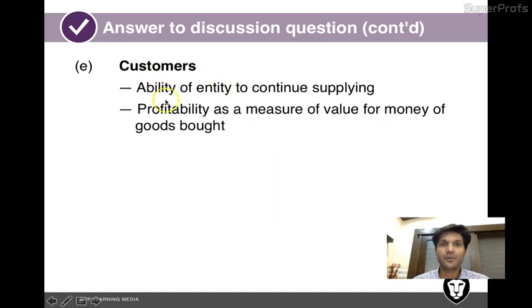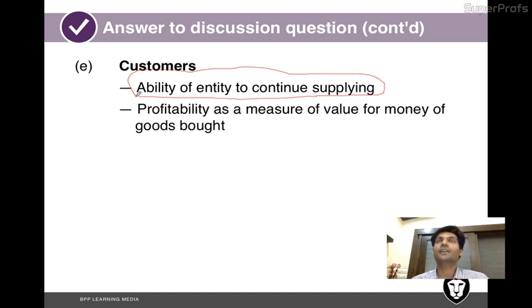And customers, very important. Customers want to make sure that the company would be able to sell the product and also service the product. Remember, you don't want to buy a car from the company and you come later on, the company has stopped the car manufacturing and the company will not be able to provide spare parts anymore.